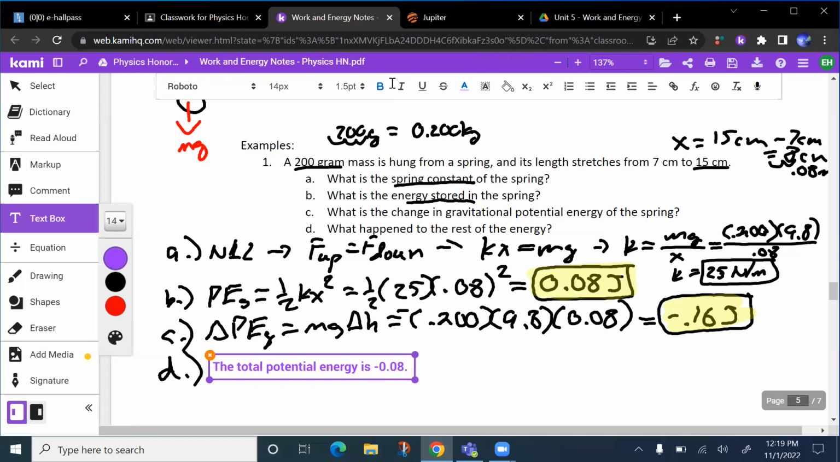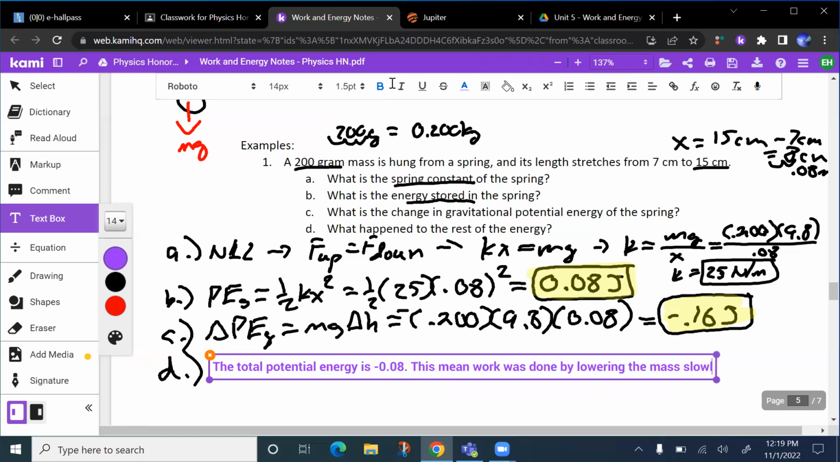And so what does that basically mean? It means that, remember, potential energy is the potential for some force to do work. So what does it mean? It means work was done by lowering the mass slowly. So the work was done by the person's hand or whatever.